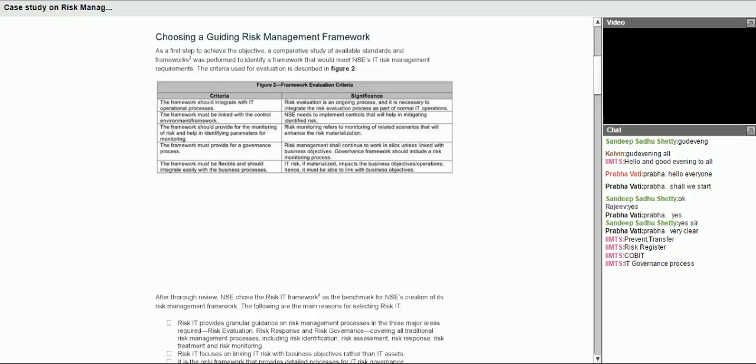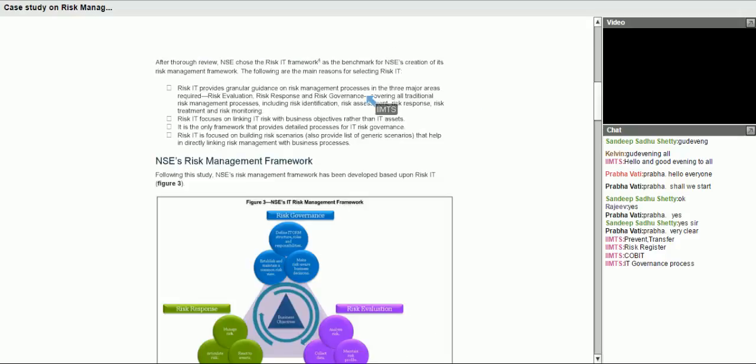So, let's see the risk management framework. Risk IT provides granular guidance on risk management processes in three major areas required: risk evaluation, risk response, and risk governance, covering all traditional risk management processes, including risk identification, risk assessment, risk response, risk treatment, and risk monitoring.